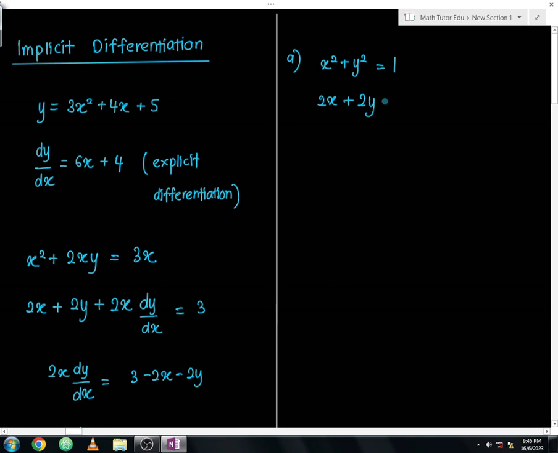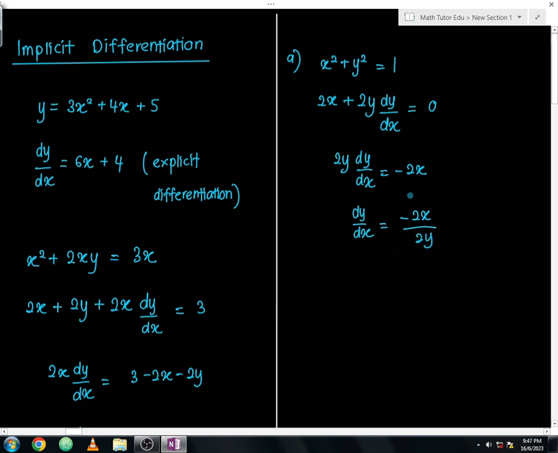Okay, and then you need to add the dy over dx, times with dy over dx equals to 0. Okay, so this 2x, we can move it to the right hand side. So from here, 2y dy over dx is equals to negative 2x. Okay, so from here, dy over dx will be equals to negative 2x divided by 2y.